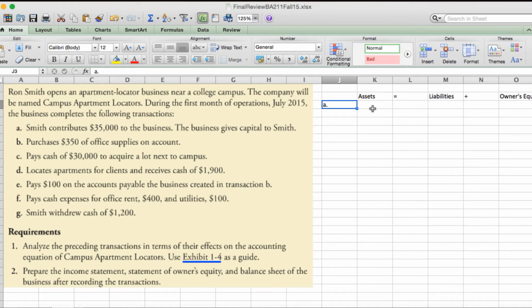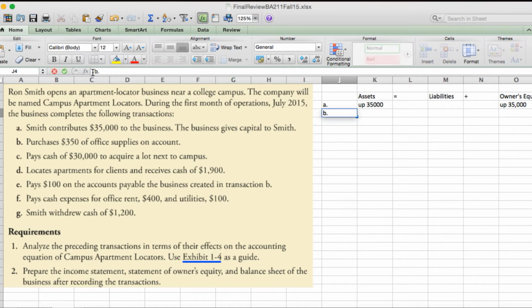The way that this question is worded kind of helps you to understand what's going on. From the perspective of the business, the first thing that happens is the business receives assets, $35,000. Let me just write it in. Assets go up $35,000. Owner's equity goes up $35,000. Okay, so that's part A, from a contribution of capital from one of the owners.